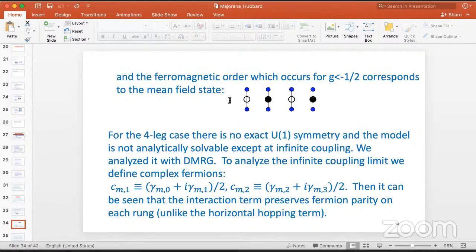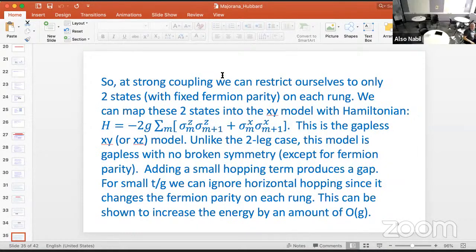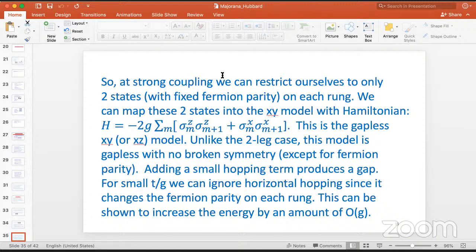Okay. So at strong coupling, we can restrict ourselves to only 2 states with fixed fermion parity in each rung. And we can map these states into the XY model with the Hamiltonian, only including interactions. So this is the gapless XY, or in this case actually XZ model. So for only g and no t, we predict a gapless phase. So unlike the 2-leg case, this model is gapless with no broken symmetry, except for fermion parity. Adding a small hopping term produces a gap.